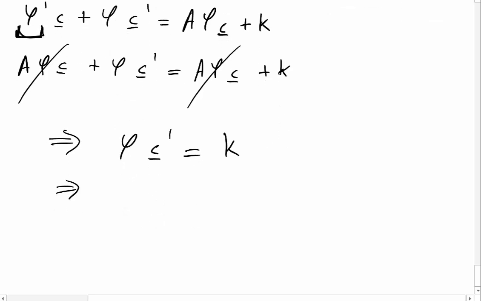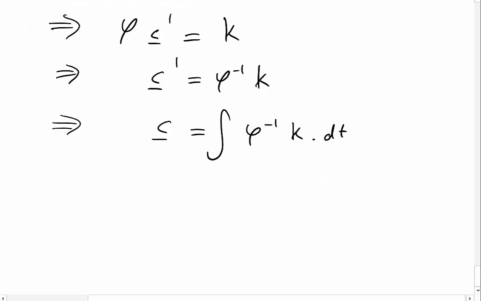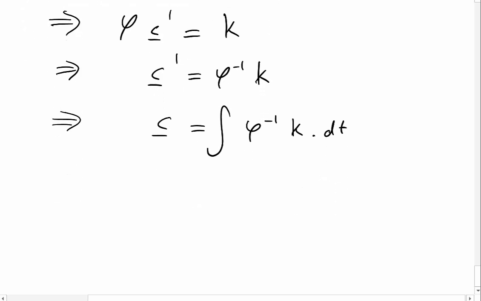Now because the fundamental matrix is linearly independent, the determinant is not equal to 0. So an inverse does exist. So I can multiply through by the inverse of phi and get phi inverse times k. And now I just want to find out what c is by integrating this right-hand side. If the derivative of c is equal to phi inverse times k, then c itself is just going to equal the integral of phi inverse times k with respect to t. So this is what c is equal to.